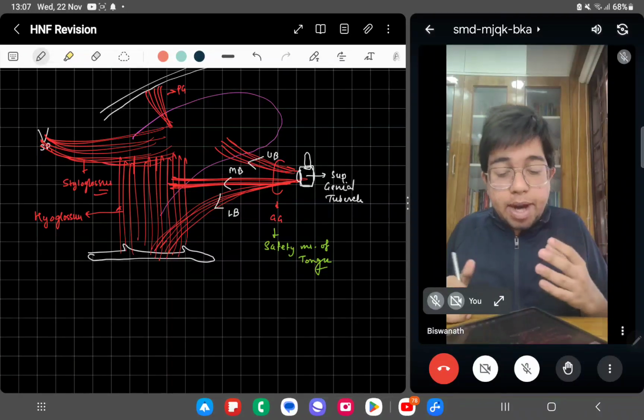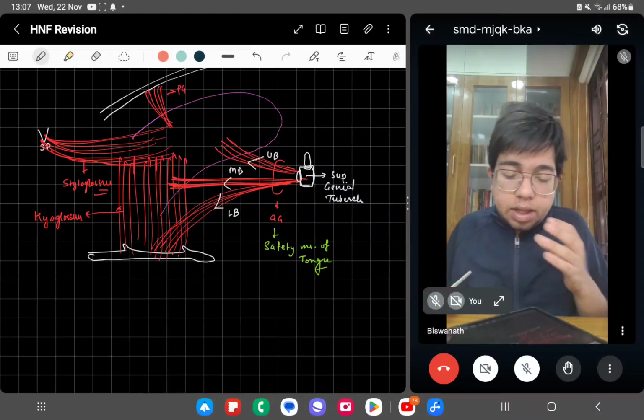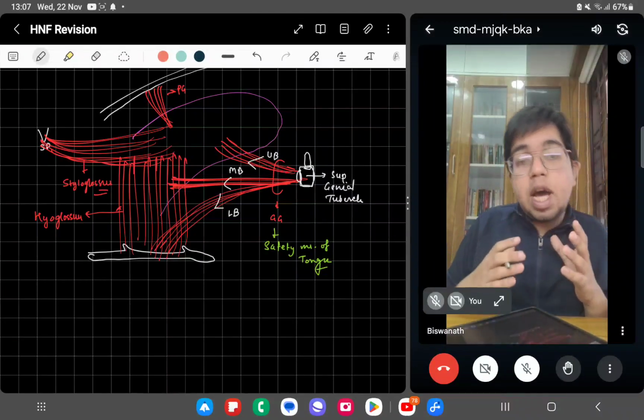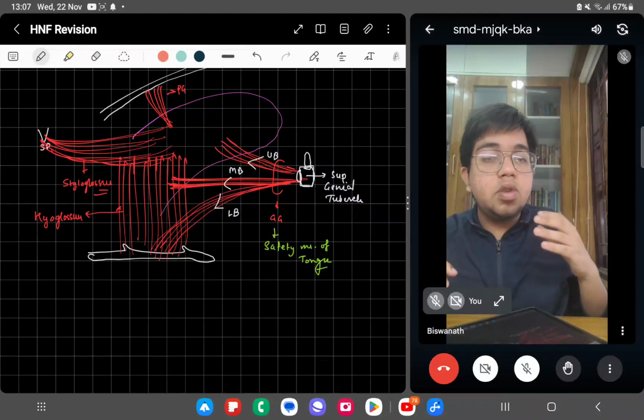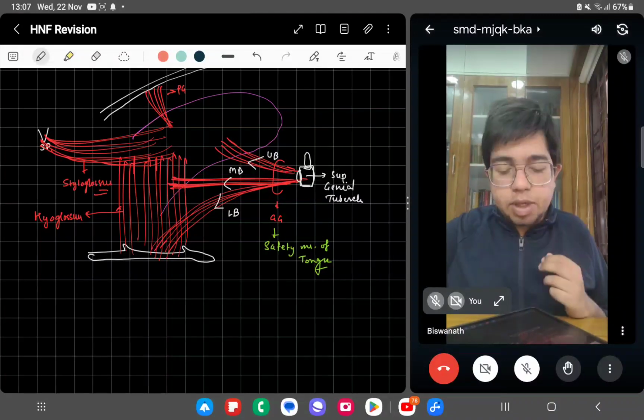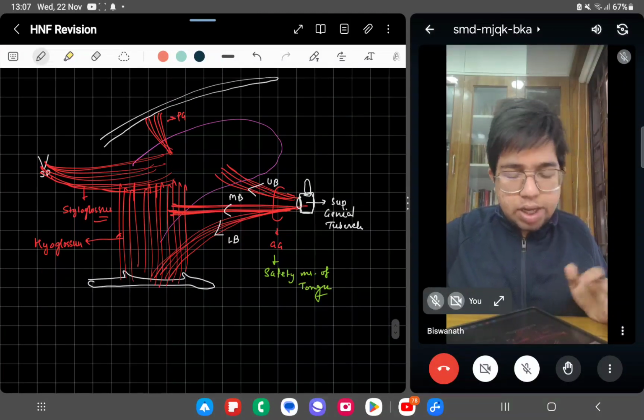This upper band is attaching to the body of the tongue. This middle band is going and merging with the hyoglossus muscle. This lower band is attaching to the hyoid bone. So these are the muscles, and you can easily see the action.